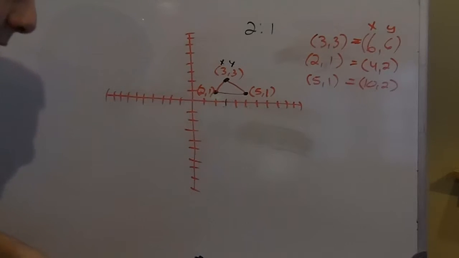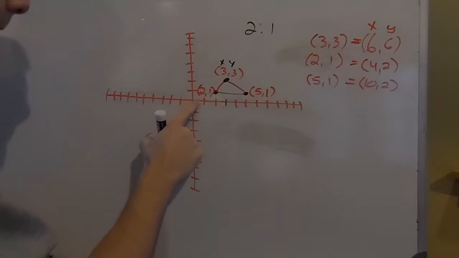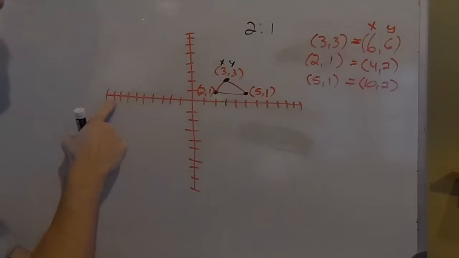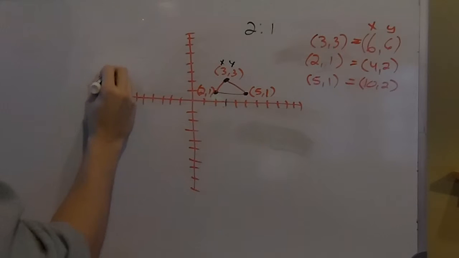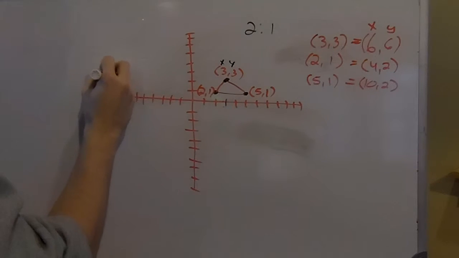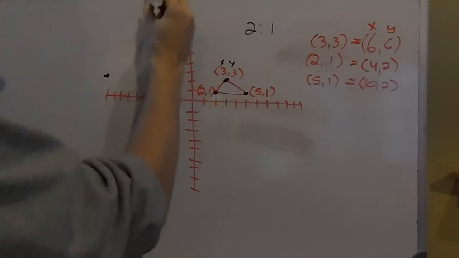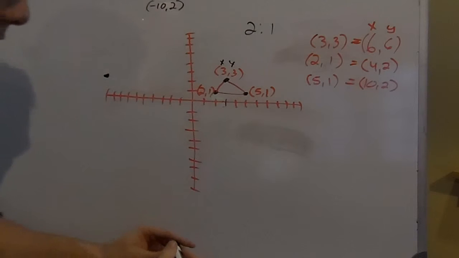So all I'm doing is picking a new center for dilation, and that new center is going to be back 1, 2, 3, 4, 5, 6, 7, 8, 9, 10. So I'm going back 10, up 2. They might say that you have a new center of dilation of -10, +2.